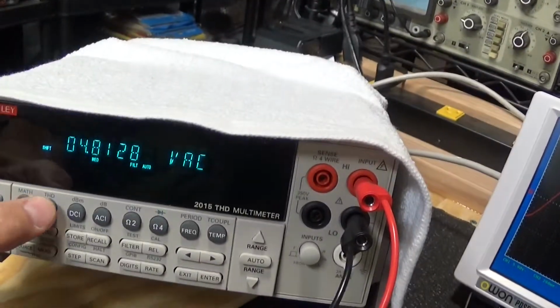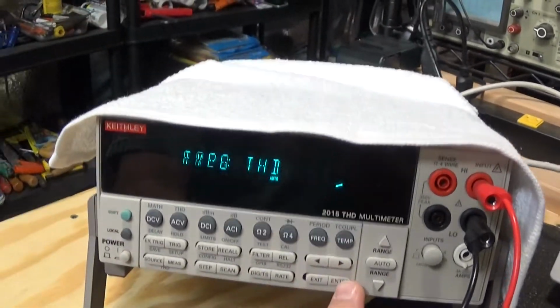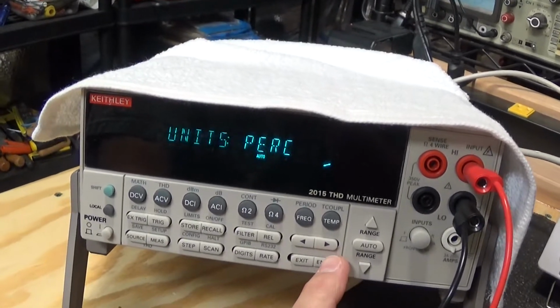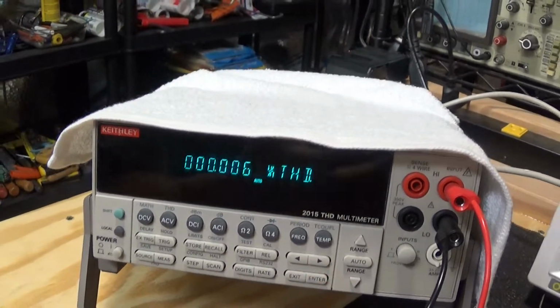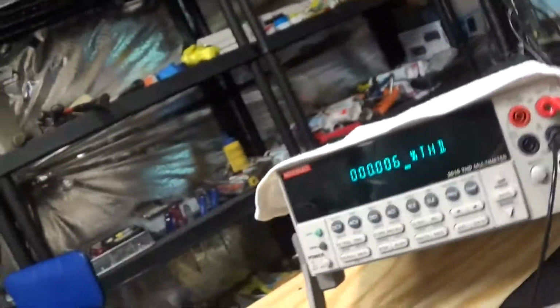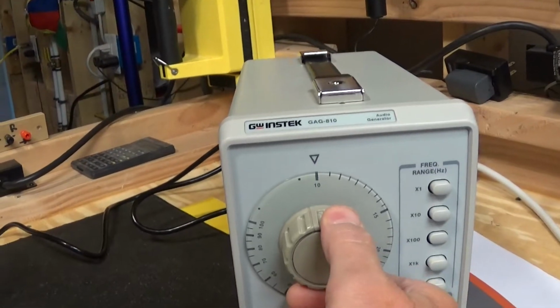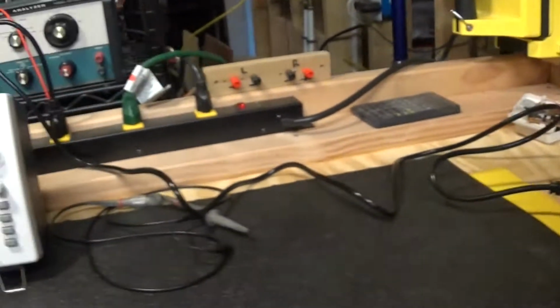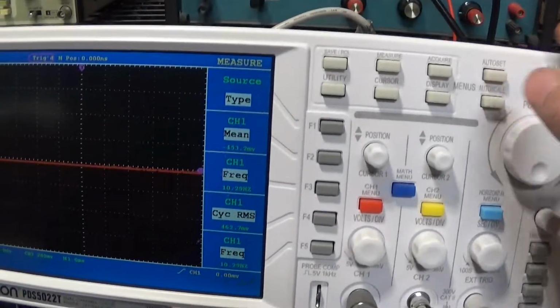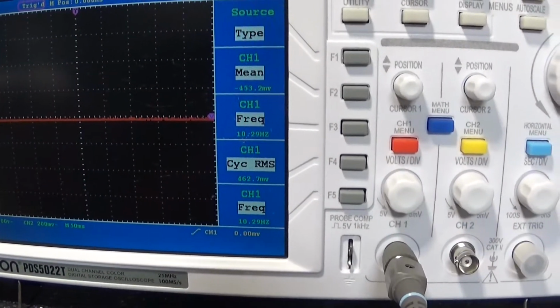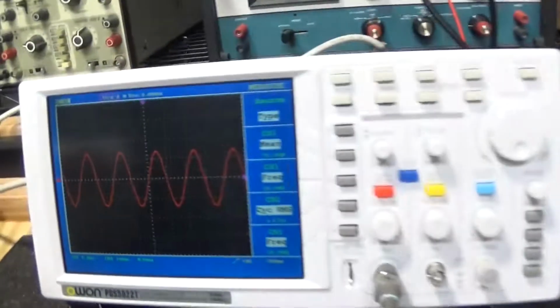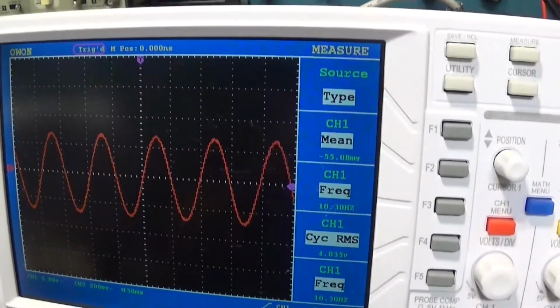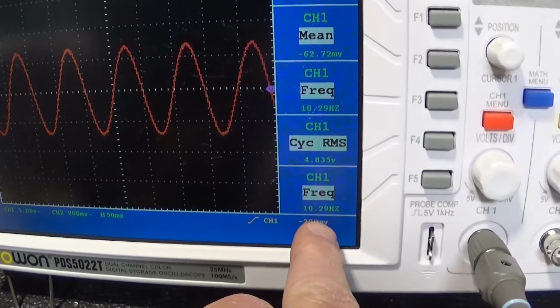Get my THD set up again. I'm measuring 6 harmonics. No filtering. Okay. So we're at 5 volts. Let's start out 10 times 1. Okay, so what's that going to be? There we go. That's going to be 10 hertz, and that's what we have here. We have 10.31 hertz.